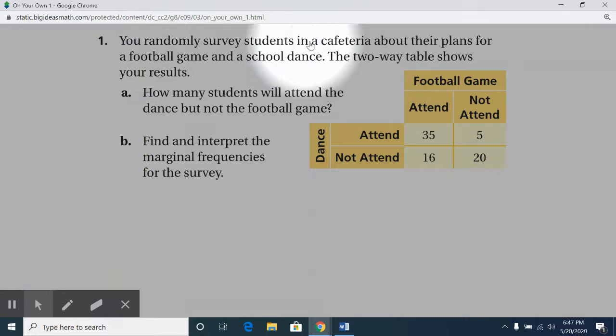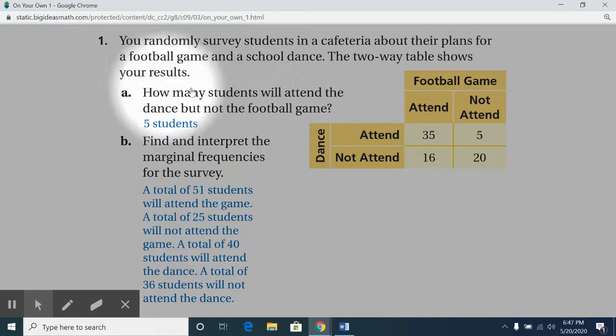You randomly survey students in a cafeteria about their plans for a football game and a school dance. The two-way table shows your results. So let's look at part A. How many students will attend the dance but not the football game? And part B is saying to find and interpret the marginal frequencies. Okay, so what I want you guys to do is pause the video real quick and see if you can come up with answers for each of these questions. All right, and then when you come back, we can talk about the answers.